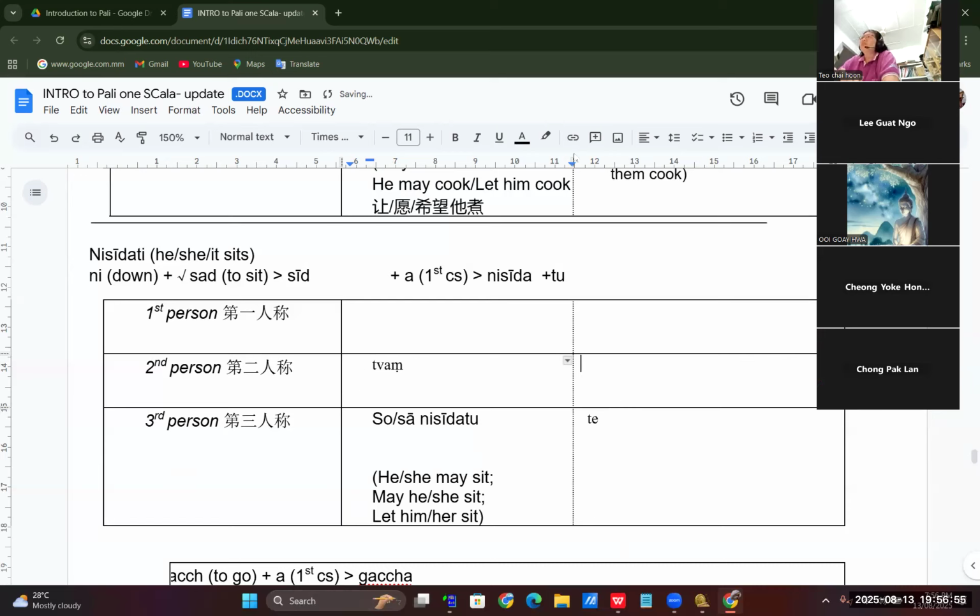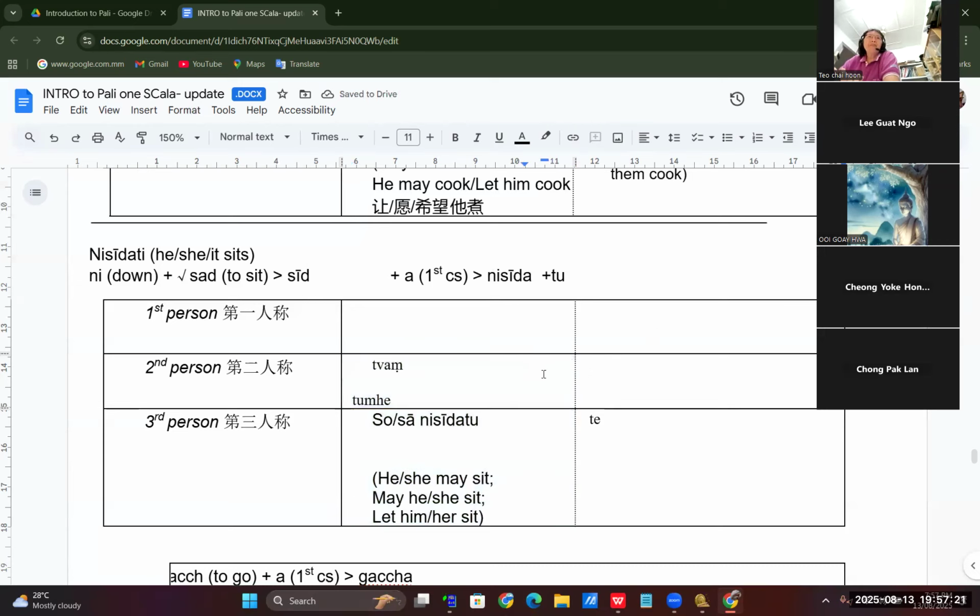What happened to my keyboard? Okay, tum. Eh? Yeah. Something wrong with the computer. No lah, with this I think the formatting got problem. Okay, anyway, you put the tumhe there. Let's see why my tumhe cannot go there.